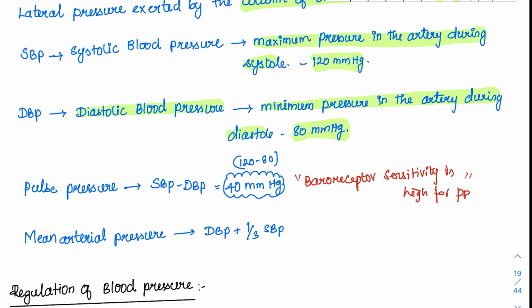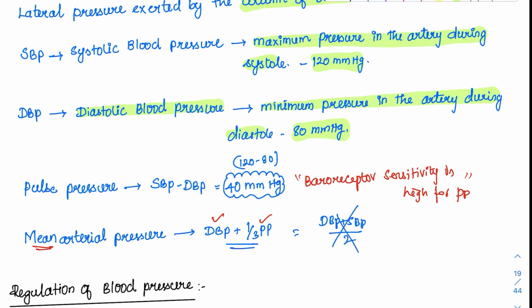Then coming to the final component, that is mean arterial pressure, which is given by diastolic blood pressure plus 1/3 of pulse pressure. And how has this been derived? Always we think that mean arterial pressure, mean means it's an average. So ideally the formula should have been diastolic blood pressure plus systolic blood pressure by 2. But we are not doing this.